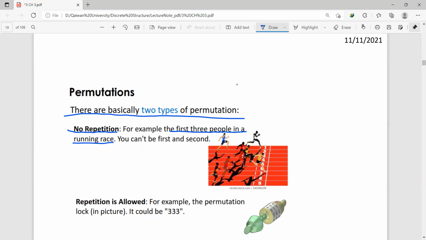Look, in a running race, only one person could be the first, and that person couldn't be the second also. That means for the first position we have only one person, for the second one person, and for the third one person. All of these are different. You have three different people for the first, second, and third. That's why here we don't have repetition.